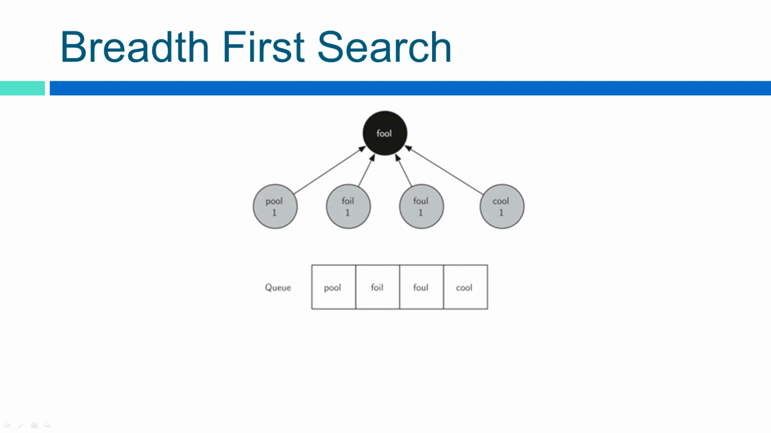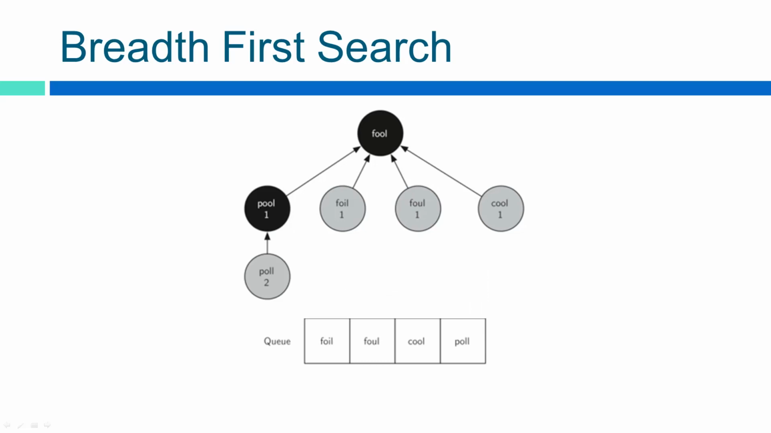The adjacent nodes here include pool, foil, foul, and cool. Each of these nodes are added to the queue of the new nodes to expand. So here you have a queue of the new nodes to expand. So here we are on the in progress tree along with the queue after this step.